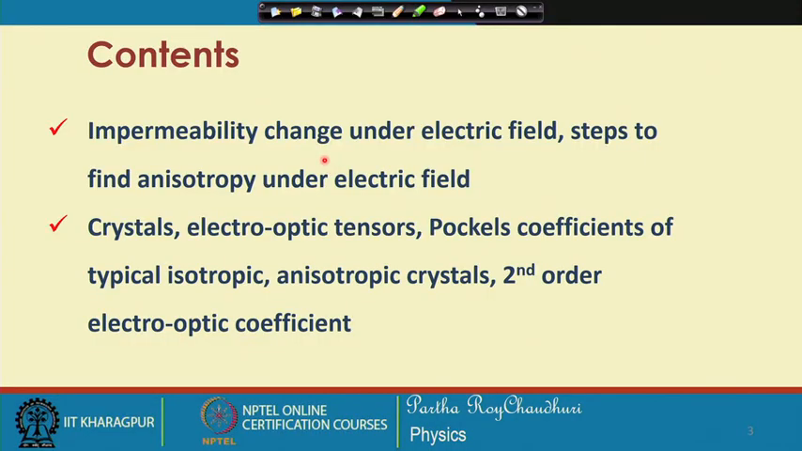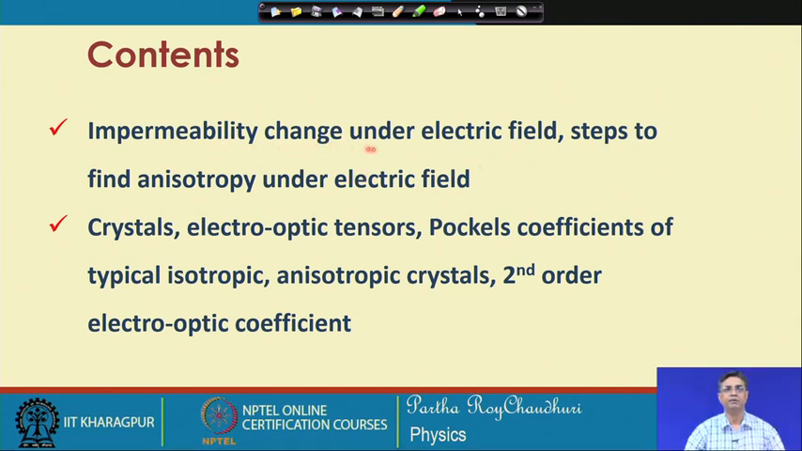So, we have seen the electro-optic effect in two groups, that is the linear electro-optic effect and the Kerr effect, that is the quadratic electro-optic effect. The subsequent discussion is under the following topics: impermeability change under electric field, and the steps to find anisotropy under the electric field and look for the principal refractive index system, then various crystals, various electro-optic tensors associated with this, to make a general overview and to have an idea about how these electro-optic systems are used for various applications, typical isotropic and anisotropic crystals, and then the second order electro-optic effect, that is the quadratic electro-optic effect.